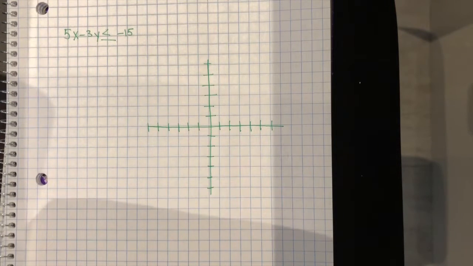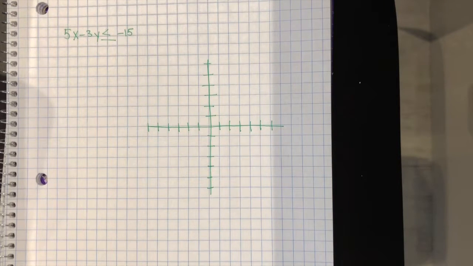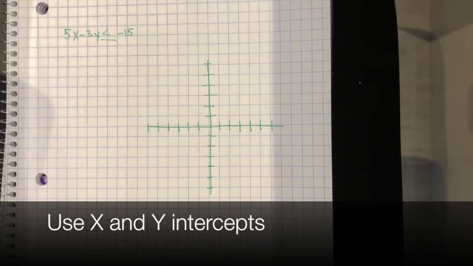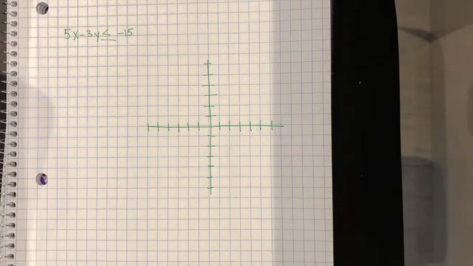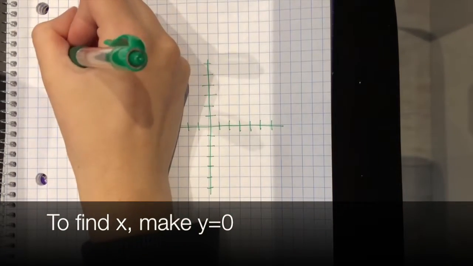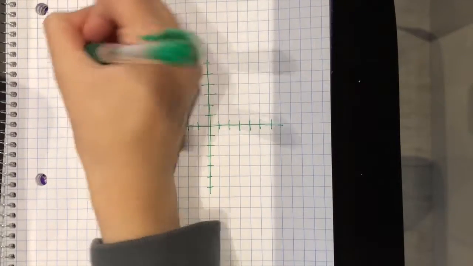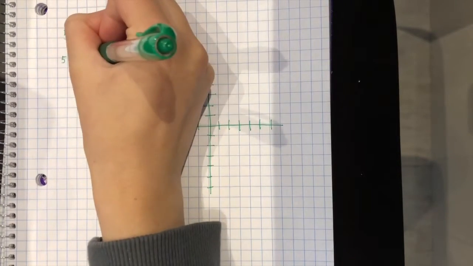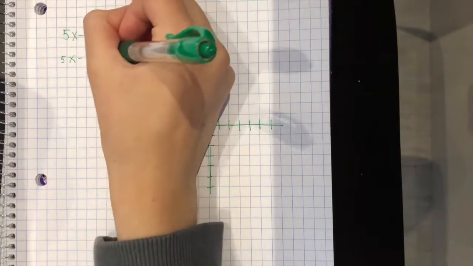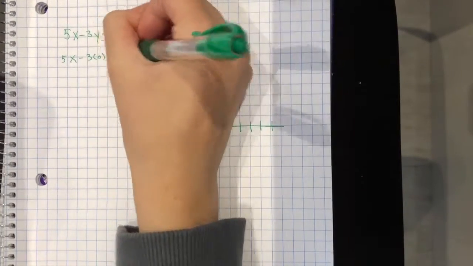In problem 1, we're going to sketch and graph the following linear inequality. We're going to do that by using the x and y intercepts. To find the x-intercept, we're going to have to put y to 0. So we're going to do 5x minus 3 times 0 is less than or equal to negative 15.